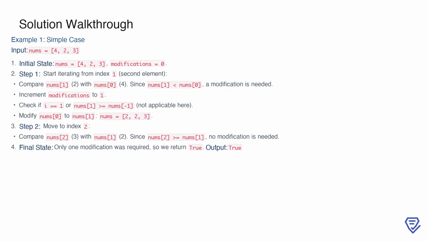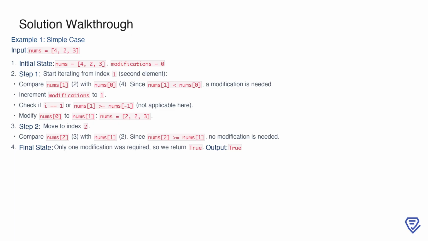We start with the input array nums equals 4, 2, 3, and initialize a variable modifications to 0. This variable will keep track of the number of changes we make to ensure the array becomes non-decreasing. The first step is to iterate through the array starting from index 1. At index 1, we compare nums[1], which is 2, with nums[0], which is 4.